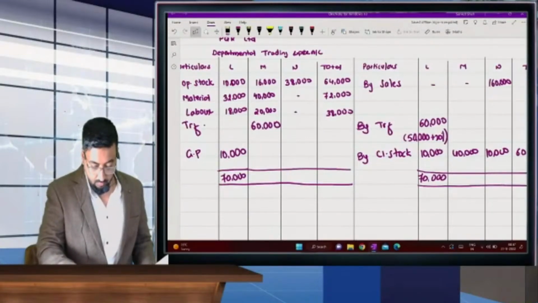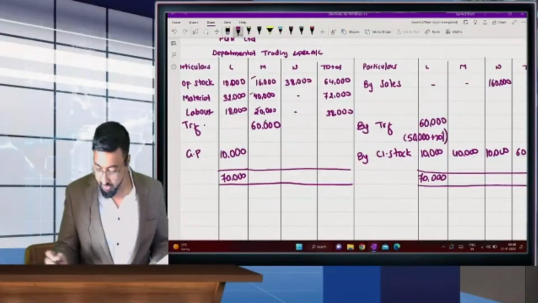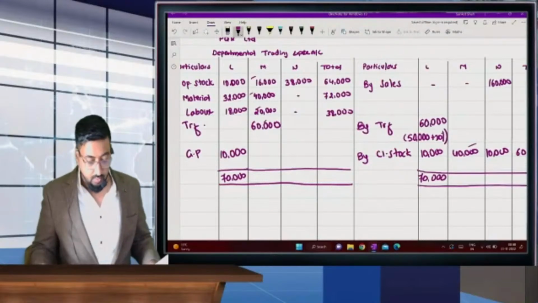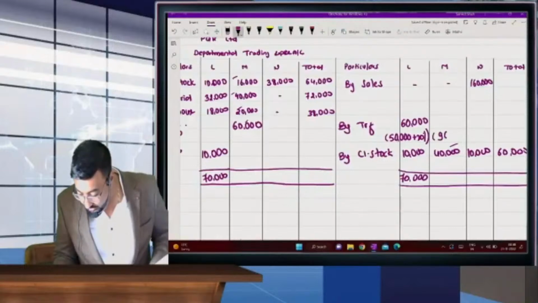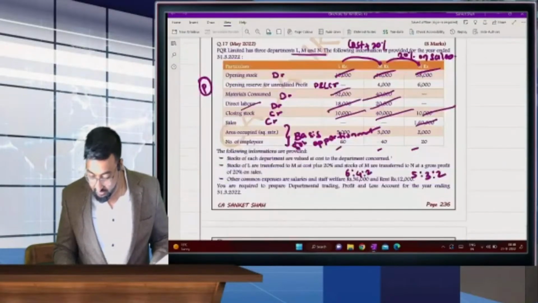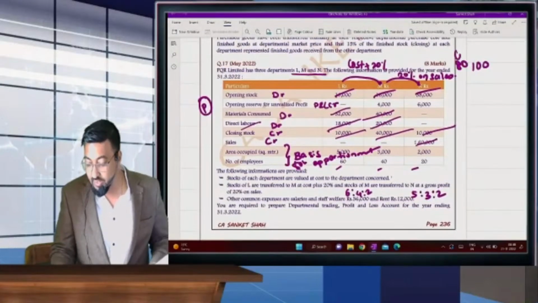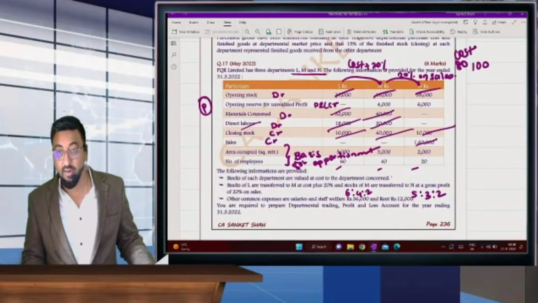16,000 plus 40,000 plus 20,000 plus 60,000 minus 40,000 is 96,000. Now wait. 20% on sales. 20% on sales means 100 is sales, 80 is cost. So 80 is cost and 100 is sales.